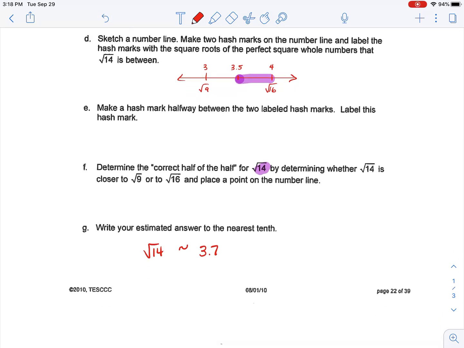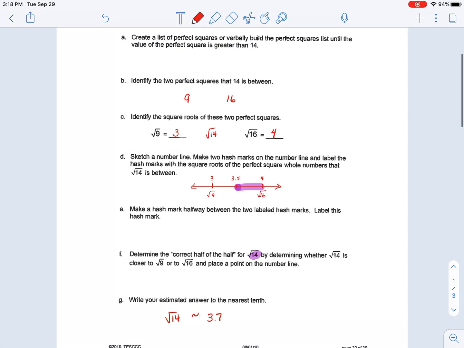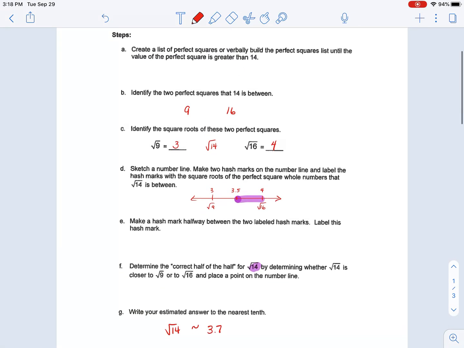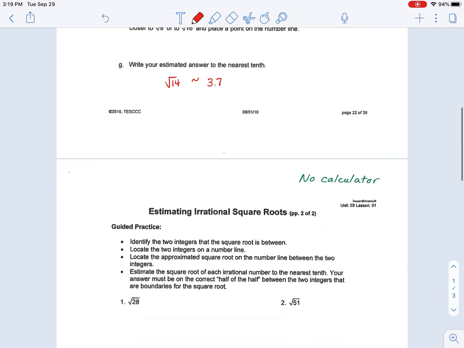Now, if I jumped on my calculator and put in the square root of 14, it's going to give me a long decimal. I did that for you, and it turns out that on the calculator, it says 3.741657386773941. My estimate of 3.7 is actually pretty good. This is the process that we're going to go through in order to estimate irrational square roots. We're going to find between which two perfect square numbers it falls, then figure out which perfect square number it's closer to, and then make an estimate to the nearest tenth.